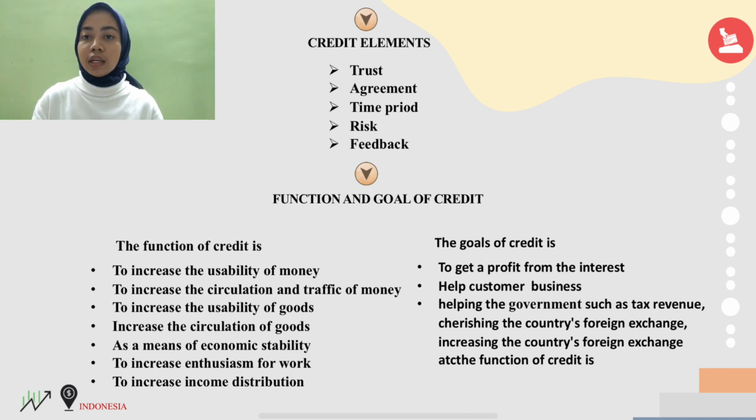The next is the goal of credit. The goal of credit itself is to make a profit, assist customer business, and assist the state's finance, while the functions of credit are to increase the efficiency of money and goods, to increase the circulation of money and goods, as a means of economic stability, and to increase income distribution.